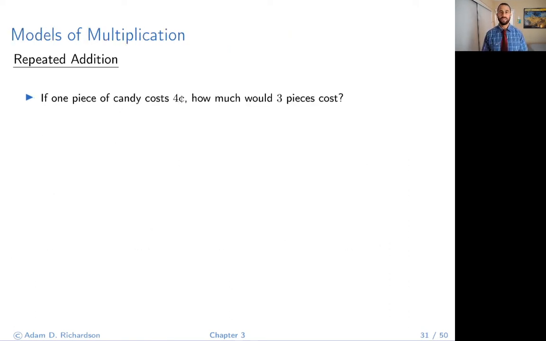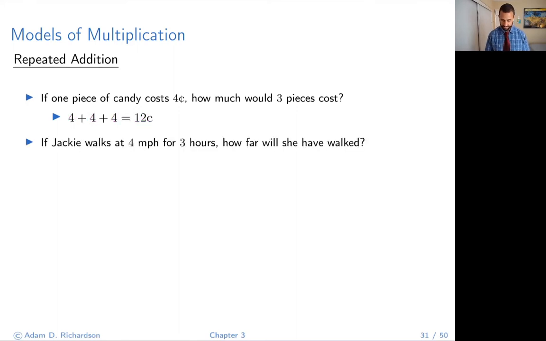So the first model is this, and you can always, always, always go back to this, and I'll say always a lot in this particular lecture, but you can always think of multiplication as repeated addition. That is kind of the definition of multiplication. It's basically repeatedly adding something over and over and over again. That's what multiplication is. So if one piece of candy costs 4 cents and you want to know how much 3 pieces would cost, you count 4 cents 3 times. You say 4 cents plus 4 cents plus 4 cents gives you 12 cents. That's just repeatedly adding, and that's multiplication.